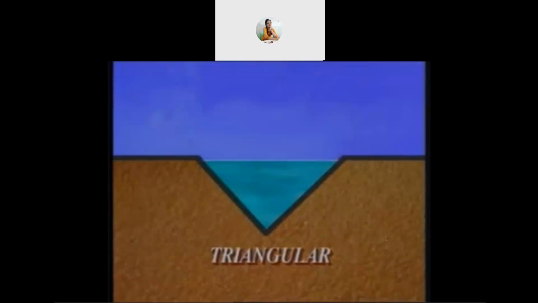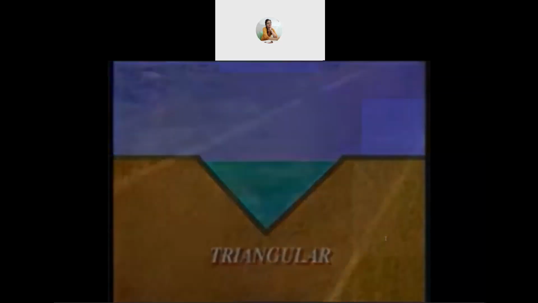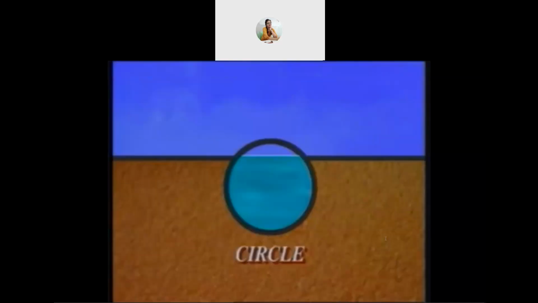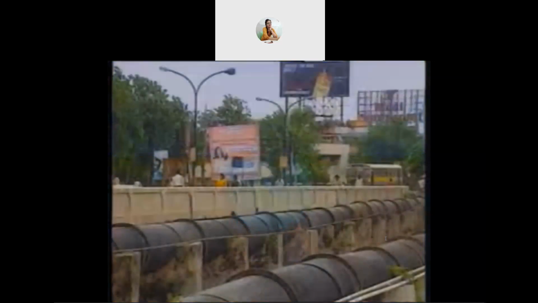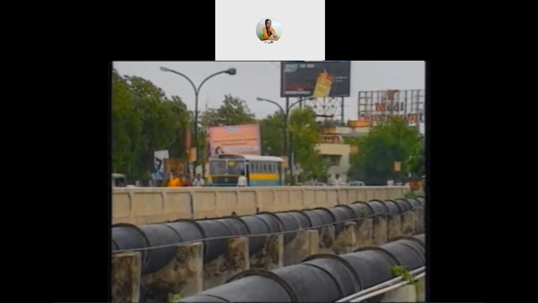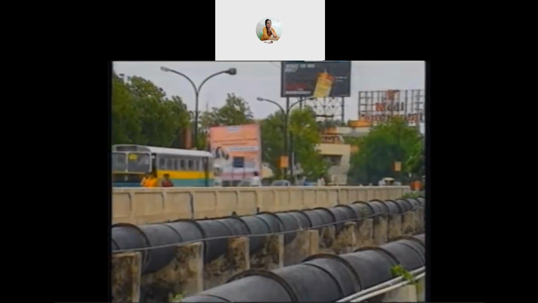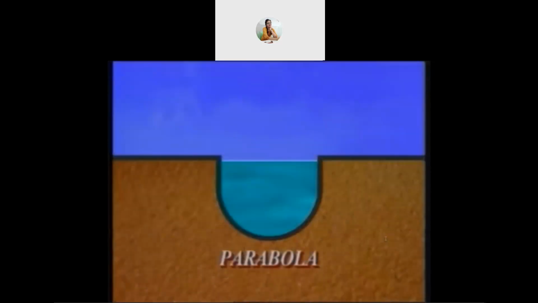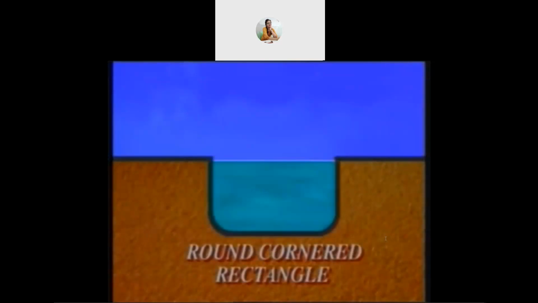Triangular sections are used only for small ditches, roadside gutters, and laboratory works. The circle is a popular cross section for sewers and culverts. In practice, other shapes are also used, where the sharp corners are rounded off. These are parabolas, round cornered rectangles, and round bottomed triangles.